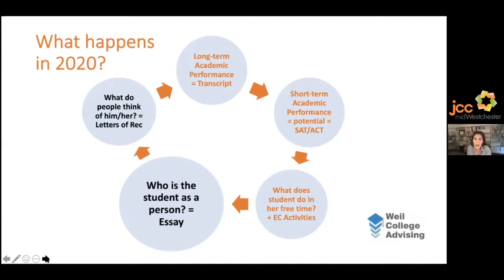The two variables that we have that are really there and intact are still the letters of recommendation, what other people think about the student, and the essay. The others are all skewed, are all different than they were other years. So I think this year the essay will have a lot of weight in the application.